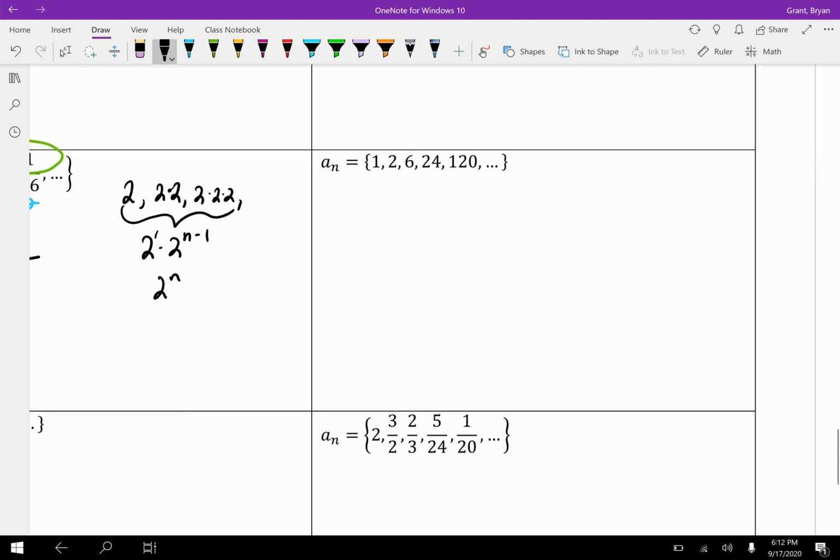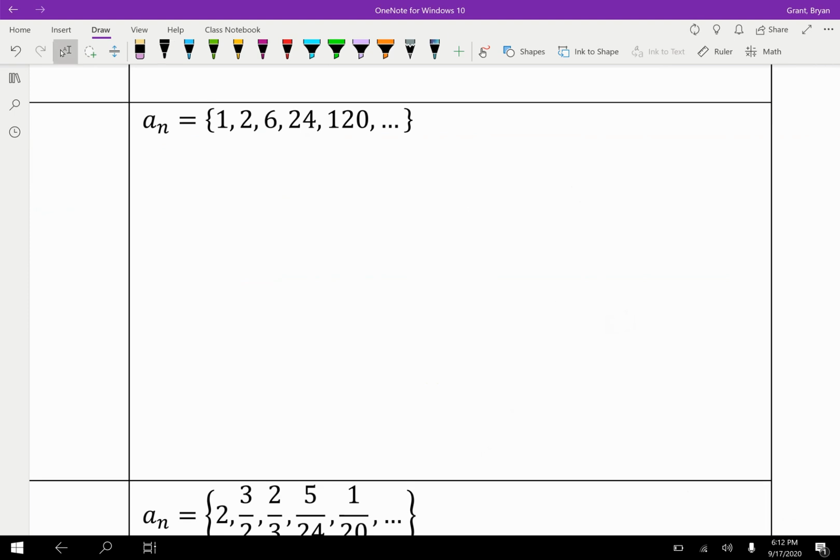Okay, moving on, 3 to go. 1, 2, 6, 24, 120. Huh, well, that's weird. We haven't seen one of these before, so let's try thinking about, if we add 1, 4, no, that's going to be weird. If we multiply times 2, times 3, times 4, times 5, well, that's really strange.